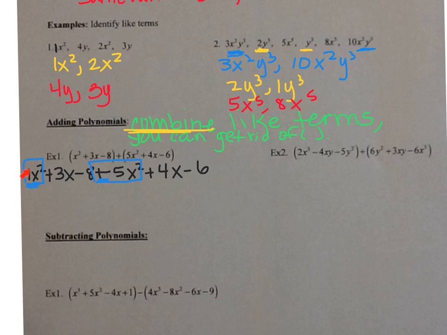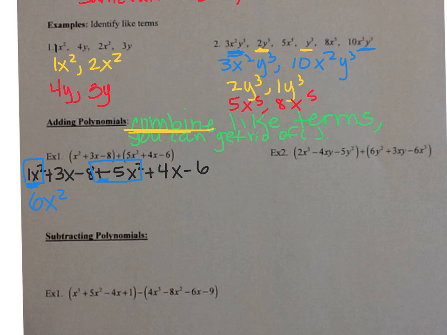So you add the coefficients. So we have 1 plus 5. So that's 6. So it'll be 6x to the second. You don't add the exponents. Everything, the variable and the exponent, stay the same. Okay? All right, so let's look for another pair of like terms.